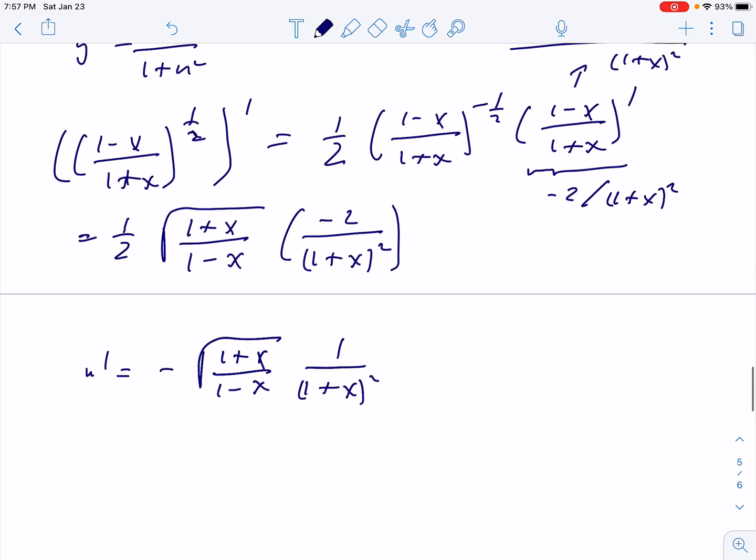I can even write it this way. It will be more convenient to divide further, like negative root 1 plus x, and separate the two roots, root 1 minus x times 1 plus x all squared.